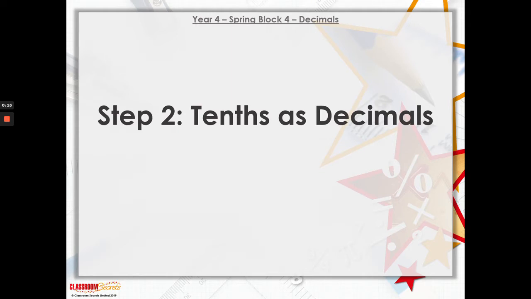Okay, so yesterday we worked on tenths and hundredths, and today we're going to be doing tenths as decimals. We briefly touched on it yesterday, but don't worry, we're going through this together. And again, the clue at the top is we're working on decimals. All right, so moving on.